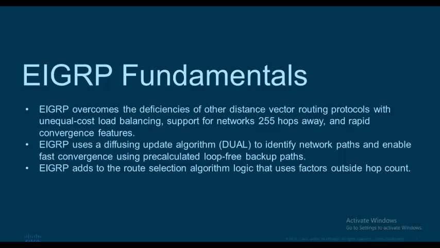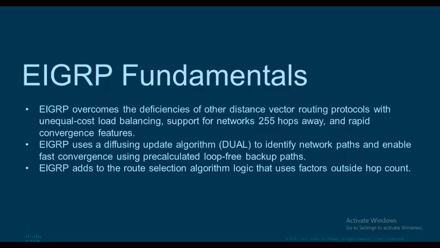See, EIGRP's metric is not hop count. The metric of EIGRP is the slowest link bandwidth plus the sum of delay. That is what is used in the algorithm in route selection. It's not hop count. Though the maximum hop count supported is 255, hop count is not a metric.